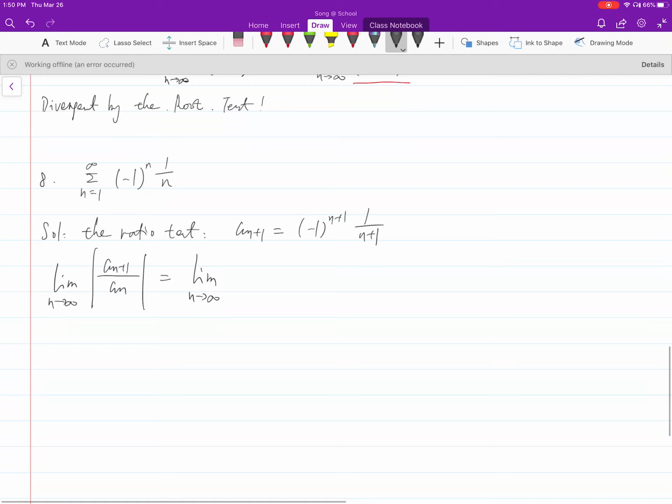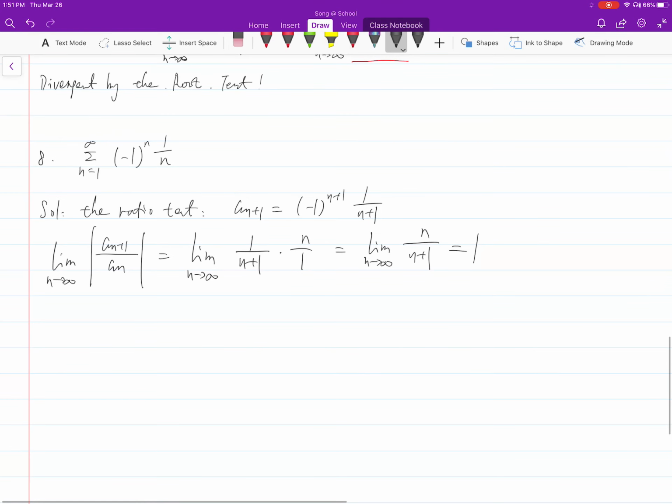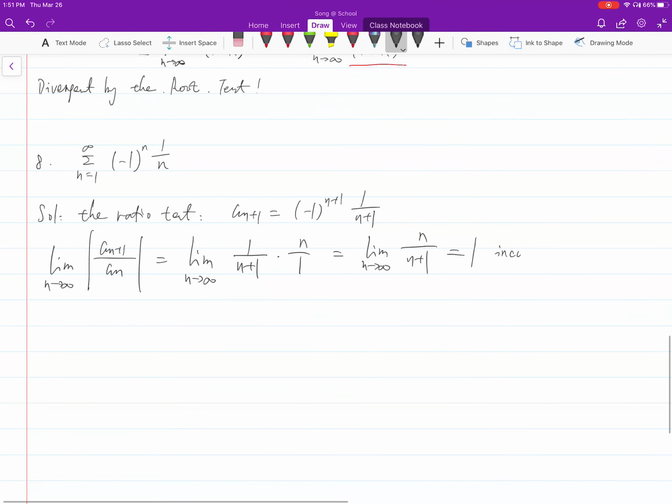Then after that, we don't have to worry about the sign. We just take the positive part. This is a_(n+1). This is a_n. The answer is going to be 1 by leading term. Okay. Up to here, you should say inconclusive.